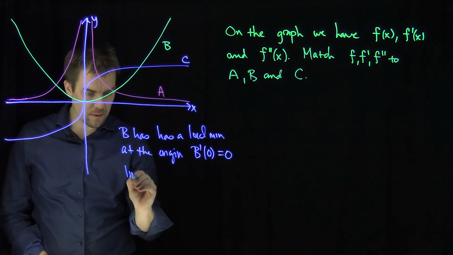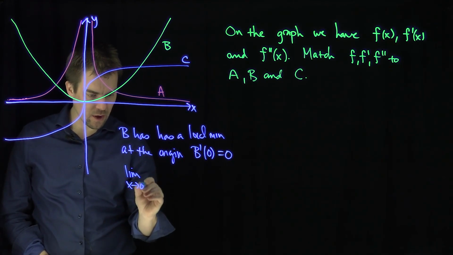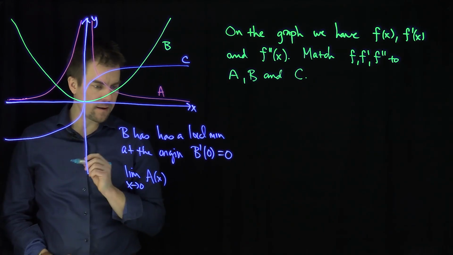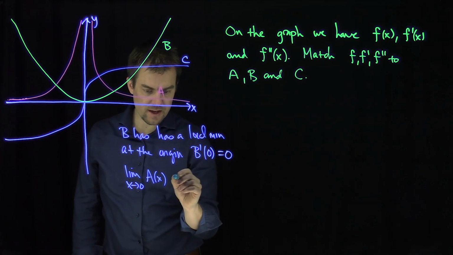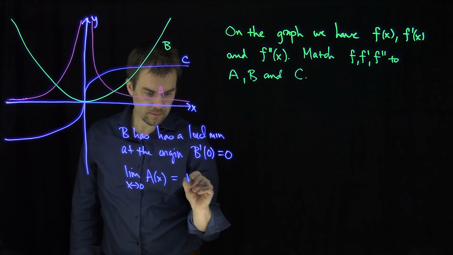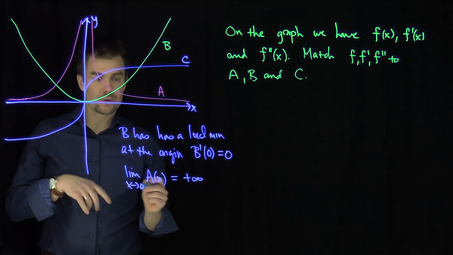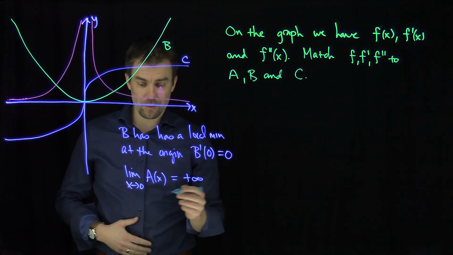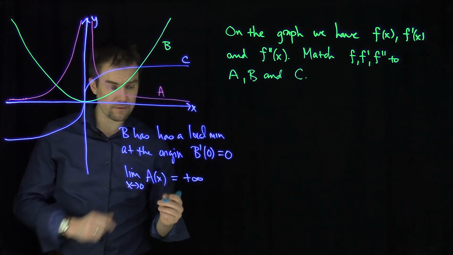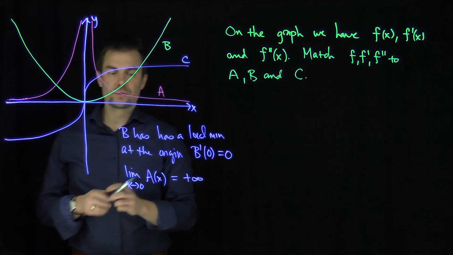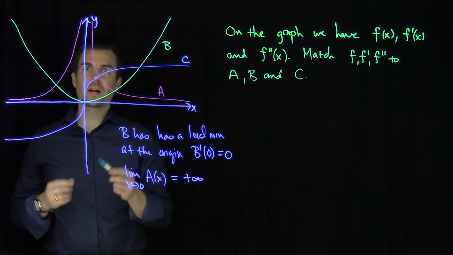The limit, as x approaches 0, of the graph of A is not defined, does not exist. So A's derivative has infinite slope there. So A comes from something where there's an infinite slope. So let's use that to our advantage. Okay, so let's look at this graph carefully now.